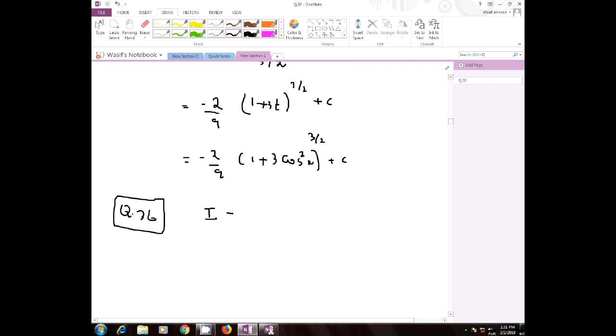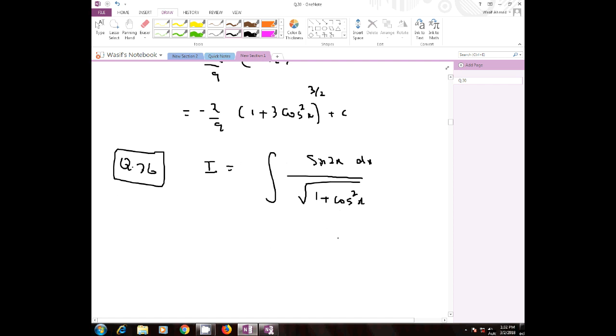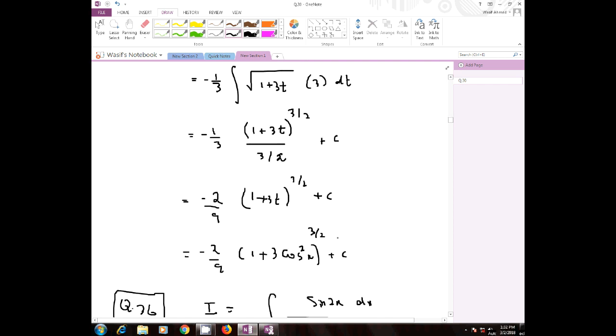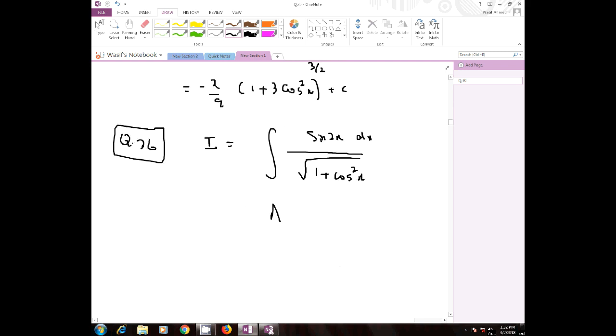In this question, you have to integrate sine 2x dx divided by square root of 1 plus cos square x. So this is a very simple question and very similar to the previous one. I think that you can do this by yourself, therefore this is your homework assignment.